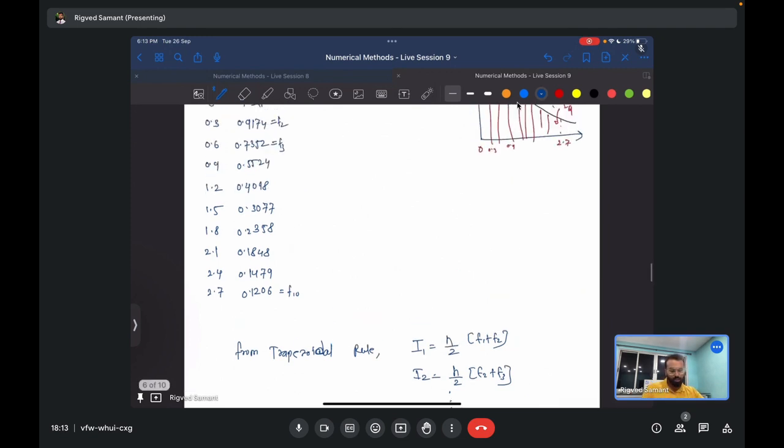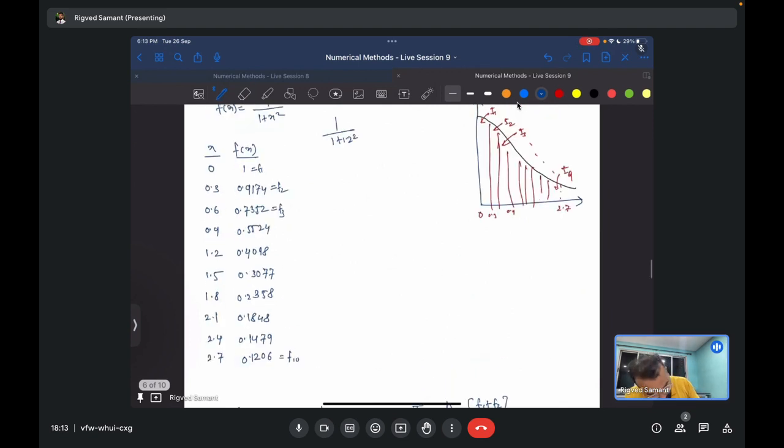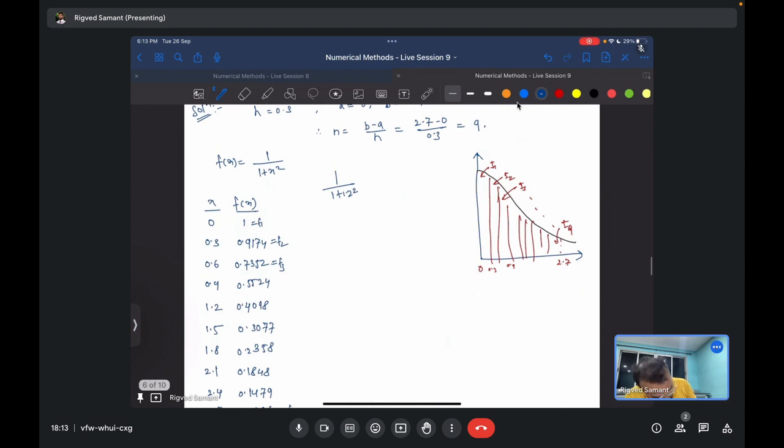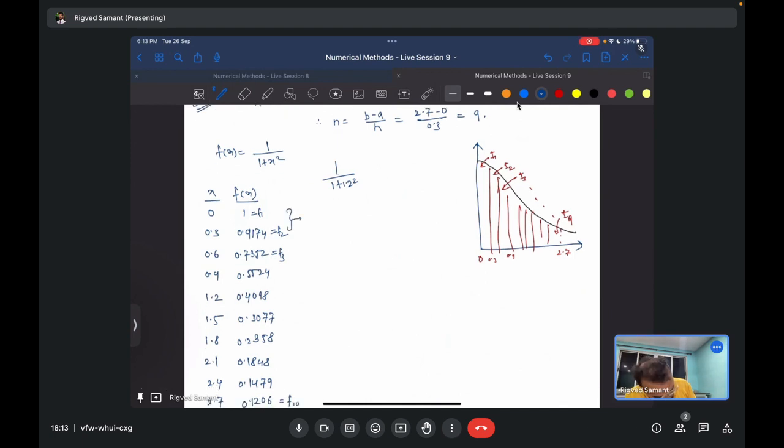Get it? So how will you get it? From F1 and F2, if you substitute this value, what is the H value? 0.3, you know. From these 2 points you will get here. So these are your I values.